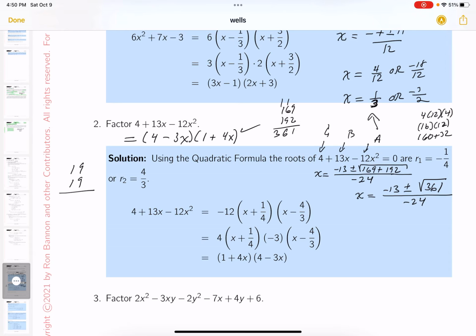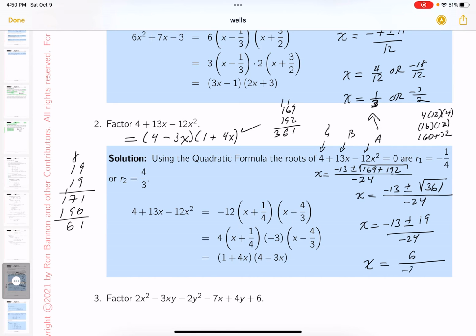9 times 9 is 81. Let's see, 9 and 8, 17. And you get 190 now. That's not so bad. 1, 6, 361. I got it. x equals minus 13 plus or minus 19 over minus 24. And again, I find this incredibly tedious. What do you get over here? Well, let's write it down. You get minus 13 plus 19, which is going to be 6 over minus 24. Let me get my eraser out.